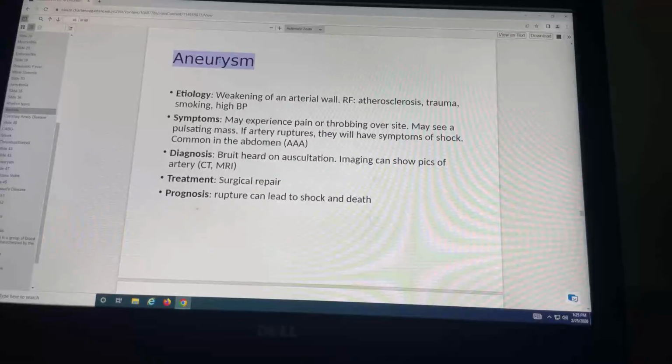And an aneurysm is another potential cause of shock, right? So we talked about blood loss being a cause of shock. Well, if someone has an aneurysm and they're bleeding out inside, they're going to have symptoms of shock, right?